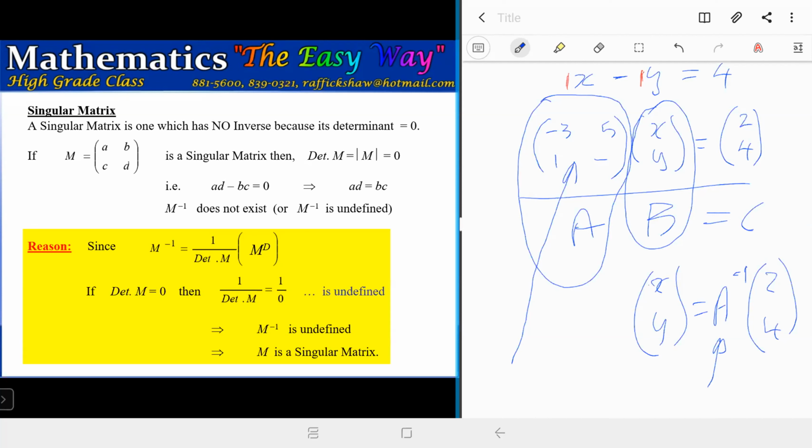So not only do you know that the matrix is singular, you understand why it is singular, simply because we cannot divide by 0. When we're calculating an inverse matrix, we have to divide by the determinant. So if the determinant is 0, we will get an undefined result because we cannot divide by 0.